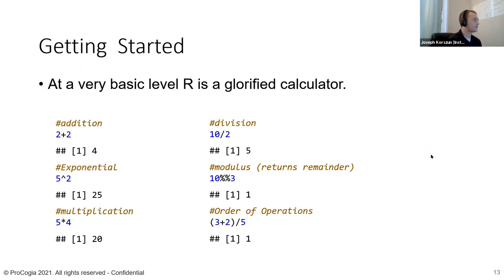At a basic level, R is a calculator, right? So we can see it does perform addition, pretty basic, exponential operands, multiplication, division, the modulus operand, so essentially the remainder there, right? And the order of operations, it'll just follow that, right? So those are all the desired outputs that we would expect.